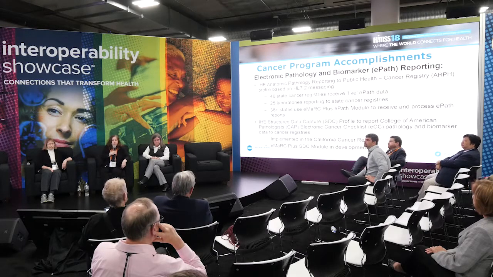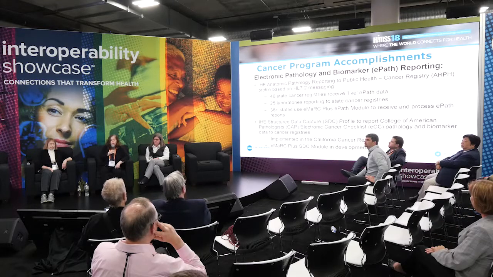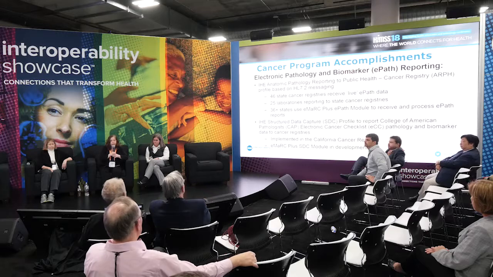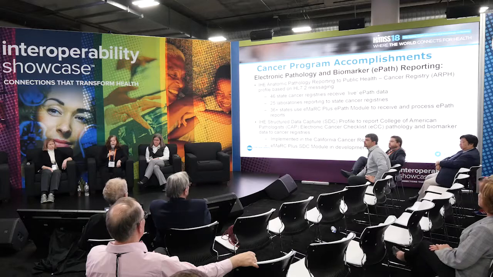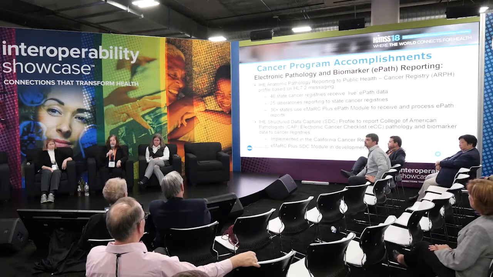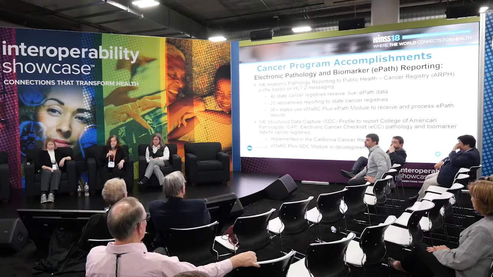We've also done a lot of work with standards development around electronic pathology and biomarker reporting. We refer to that as EPATH. So we developed an IHE profile for anatomic pathology reporting to public health cancer registry, or ARPH. That's an HL7 version 2 message format. We have 46 state cancer registries receiving live EPATH data. It includes 25 laboratories reporting to those state cancer registries, and over 36 states use the eMark Plus EPATH module for receiving and processing those reports.